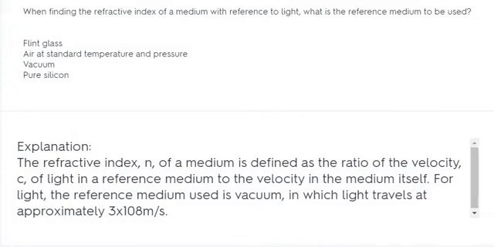When finding the refractive index of a medium with reference to light, what is the reference medium to be used? Flint glass, air at standard temperature and pressure, vacuum, pure silicon. Explanation. The refractive index n of a medium is defined as the ratio of the velocity c of light in a reference medium to the velocity in the medium itself. For light, the reference medium used is vacuum, in which light travels at approximately 3x10^8 m/s.